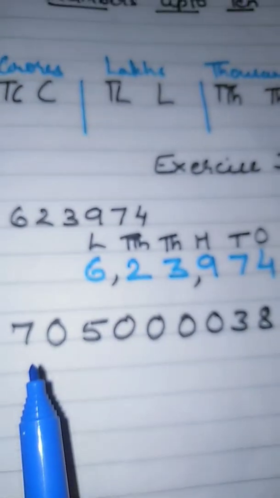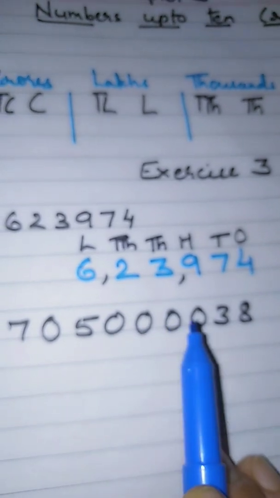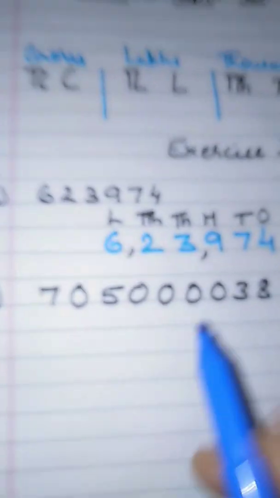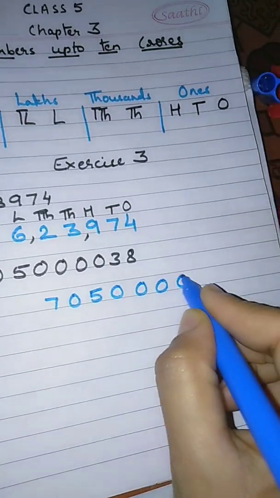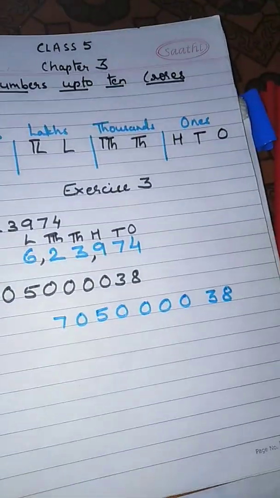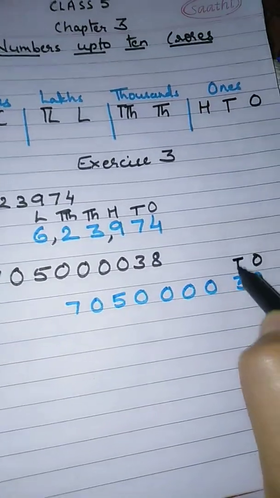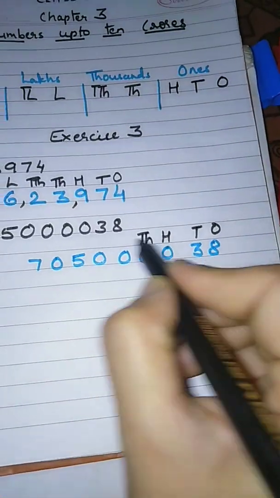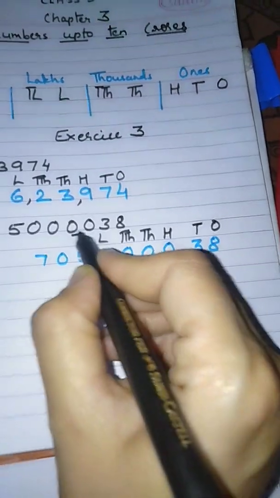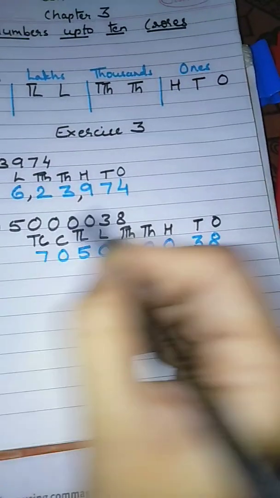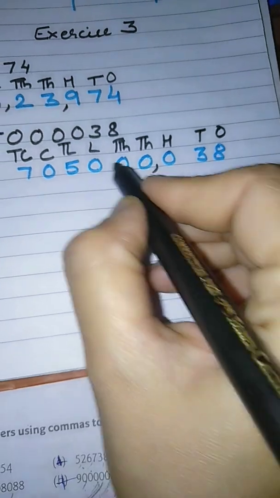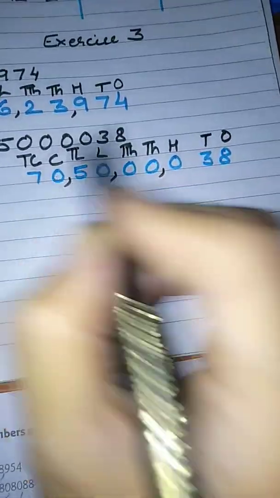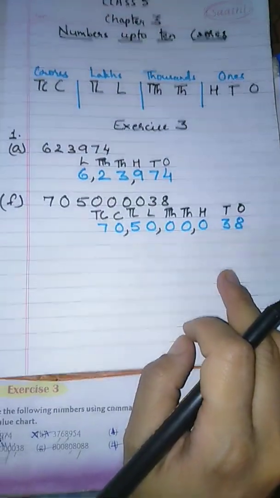Now here I have taken one more number, 705000038, and this is F1. Again I'll rewrite this number here, 705000038, and I will put the place values: ones, tens, hundreds, thousand, 10,000, lakh, 10 lakh, crore, 10 crore. Now it is very simple to put the commas. It's ones period: ones, tens, hundreds, comma, thousand, 10,000, comma, lakh, 10 lakh, comma, crore, 10 crore. This is how you have to show these numbers in your notebooks.